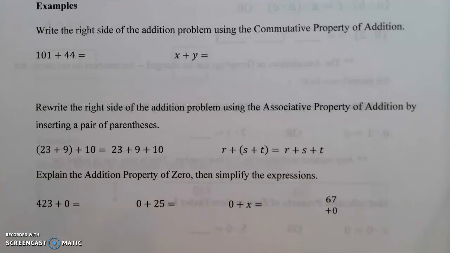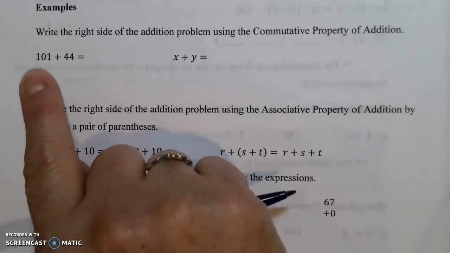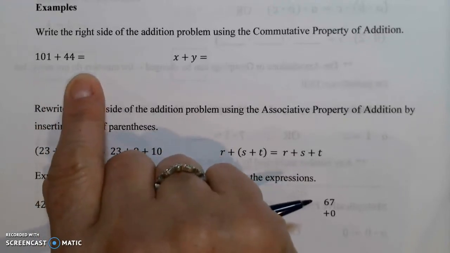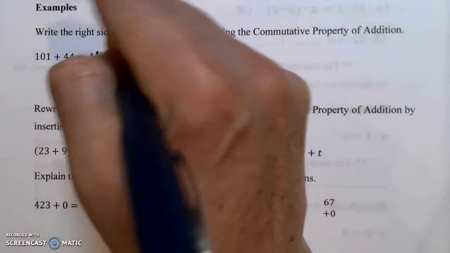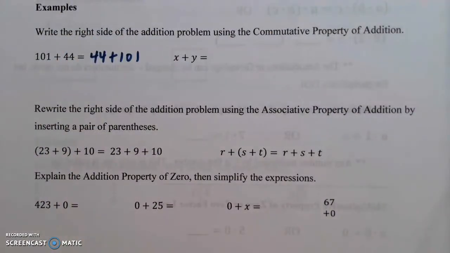Okay, so commutative property, to use that means I'm commuting my numbers, so I'm going to move the numbers. So instead of having 101 plus 44, I'm going to reverse that, and I'm going to have 44 plus 101. That would be the correct other side of the equation.